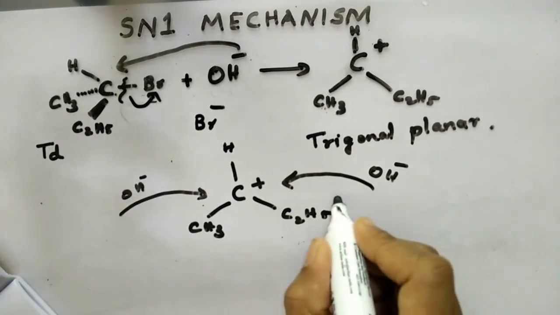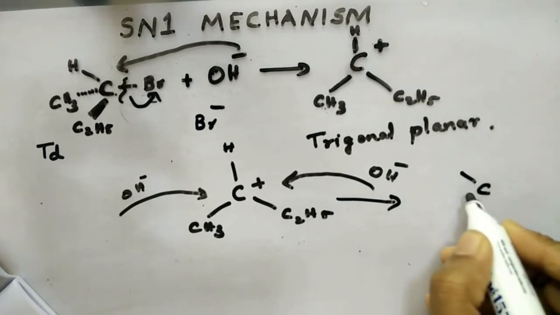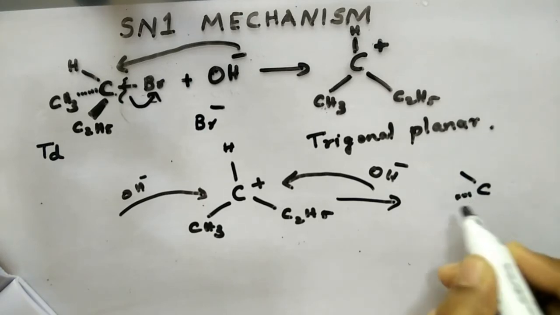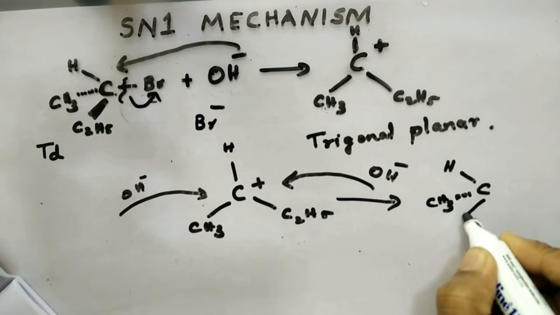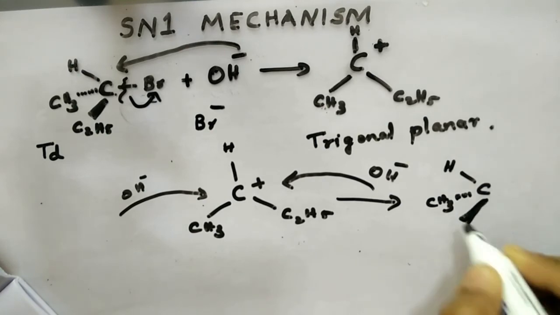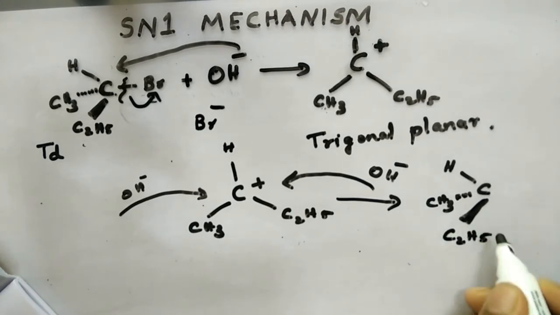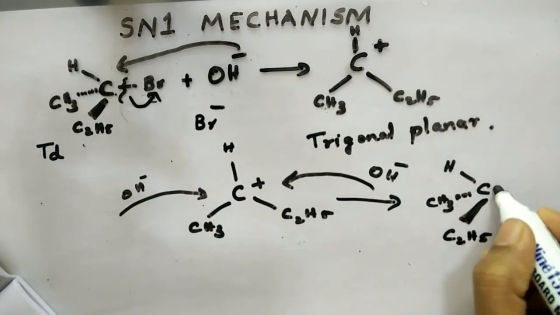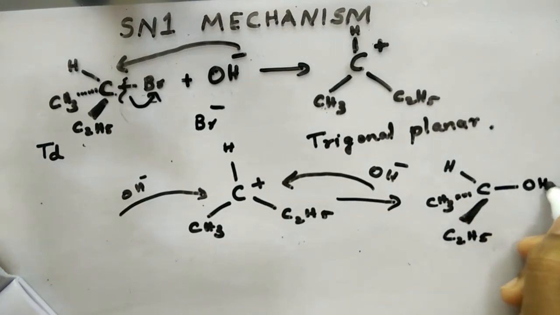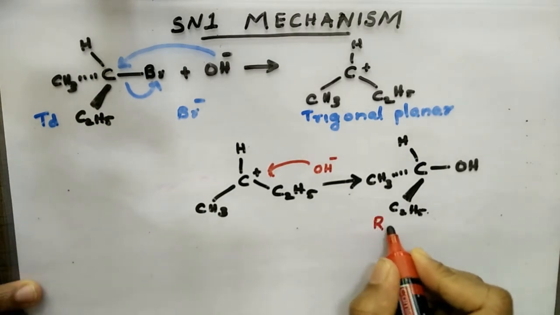So you are getting a compound which has a configuration like this. CH3 will be here, H will be here, and in the solid wedge C2H5 was there, so here also C2H5. The position is retained here, and here OH minus. So here retention of configuration takes place. That is retention.